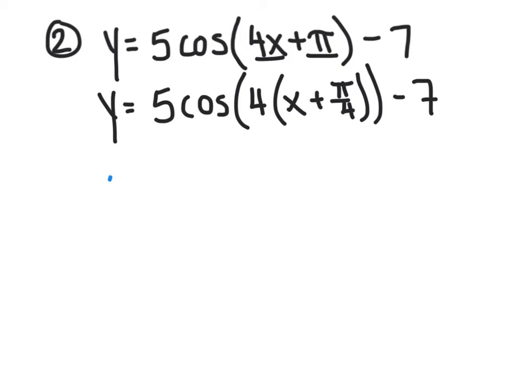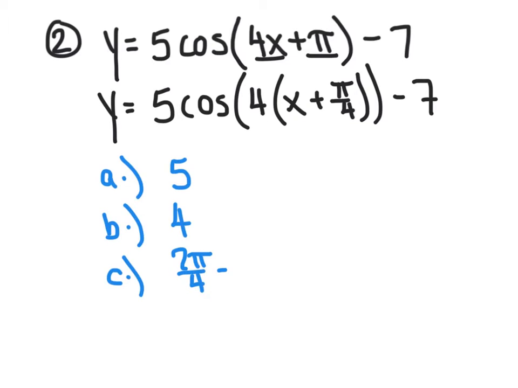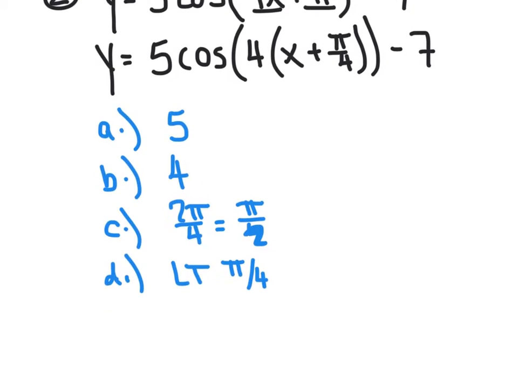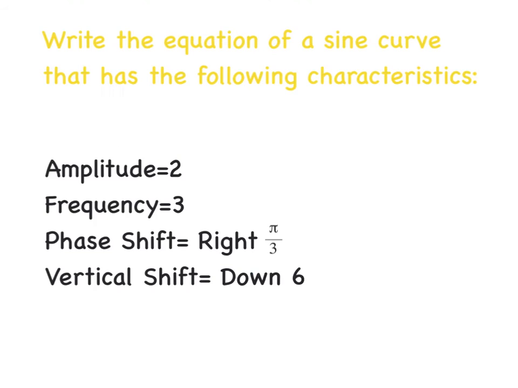So let's see here. The amplitude is going to be the absolute value of 5. The frequency is going to be 4, so we'll see 4 cycles at 2 pi. The period is going to be 2 pi divided by 4, which reduces down to pi over 2. So we'll see the first cycle right at pi over 2. My phase shift is going to be to the left, pi over 4 units. And then my vertical shift is going to be down 7 units.